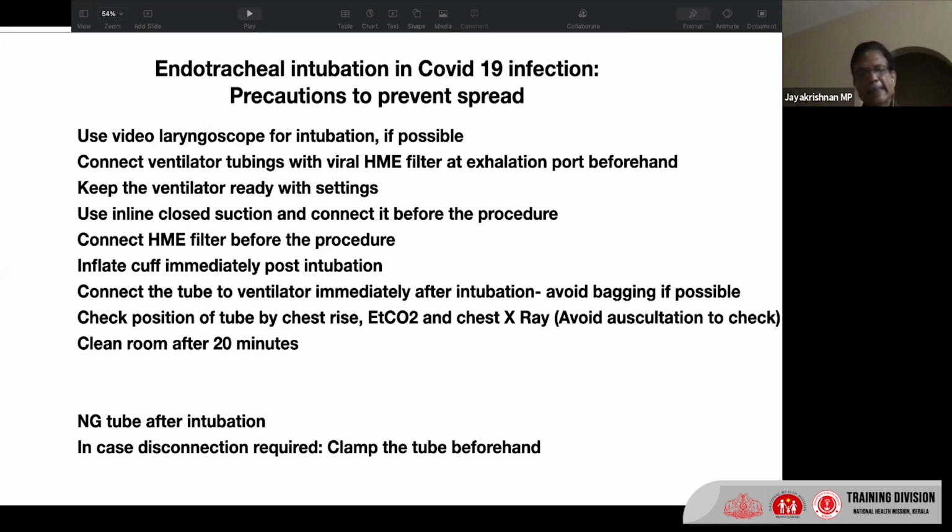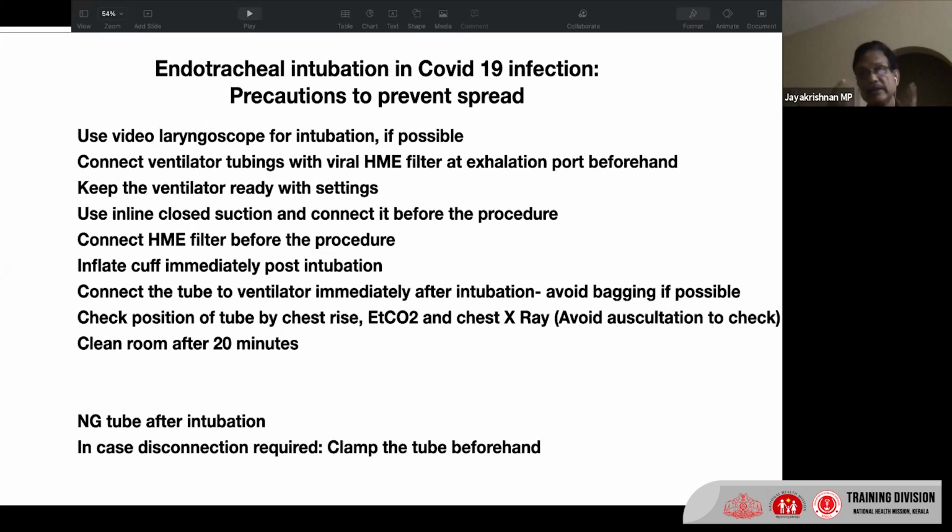If there is an ETCO2 that is connected to the side port, you can see the ETCO2 and see if the tube is in position. And afterwards, you can take a chest X-ray. But sometimes it may not be possible to confirm with all this. You may have to do bagging, but then it's better that you avoid it.